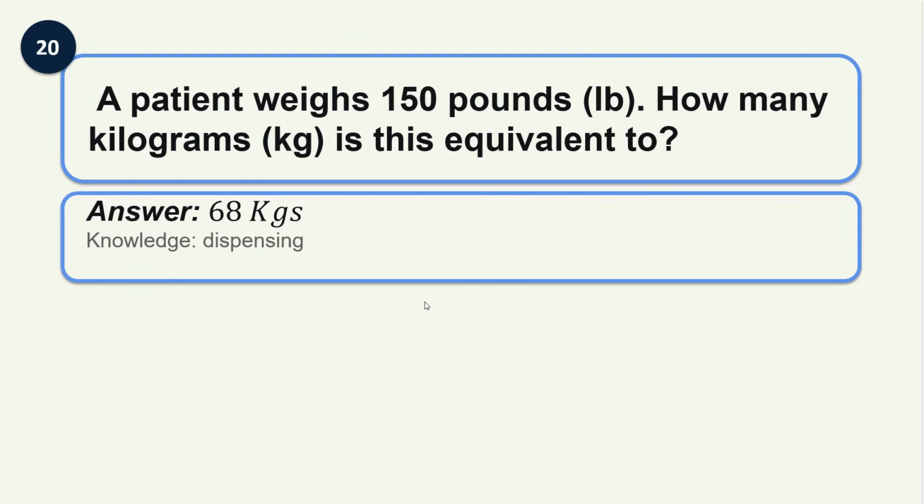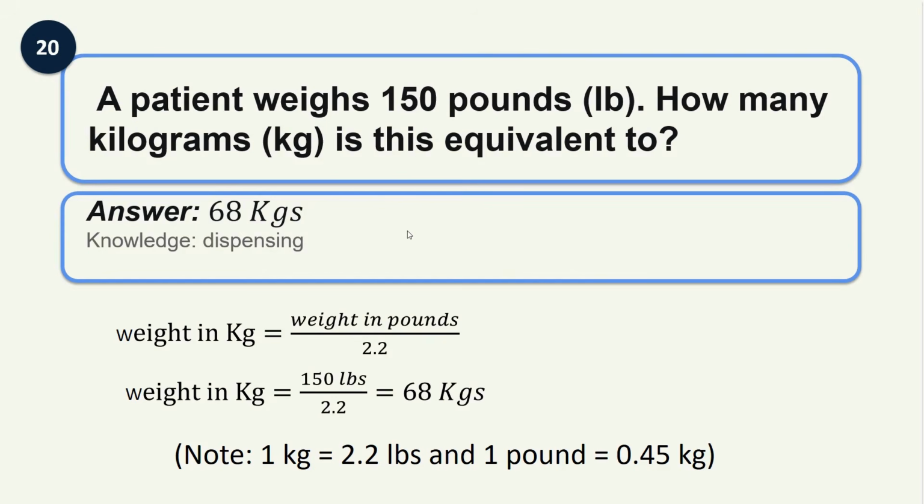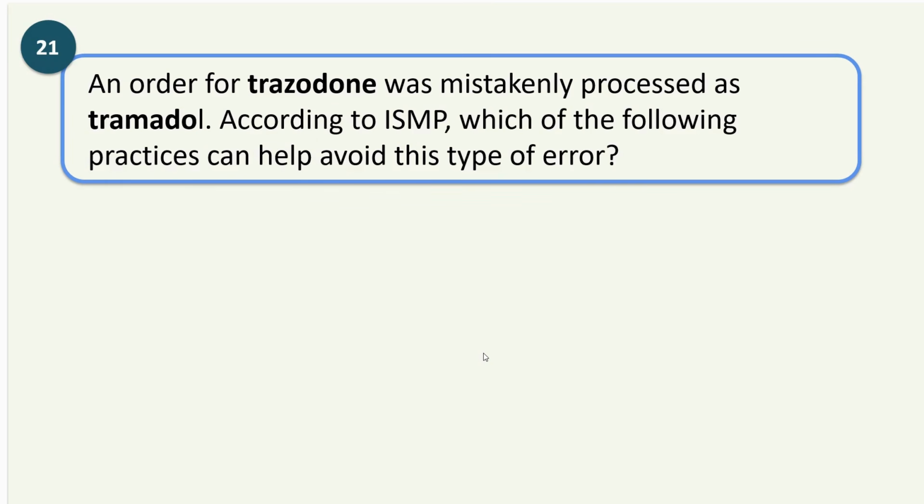A patient weighs 150 pounds, so how many kilograms? The first step is to divide by 2.2. 2.2 is a conversion factor to convert from pounds to kilograms. So weight in pounds here is 150 pounds. Therefore, plug in the 150 pounds and divide by 2.2. That gives you 68 kilograms. So here is a note: 1 kilogram equals 2.2 pounds, or 1 pound equals 0.45 kilogram. That's a conversion factor that needs to be memorized in order to solve these math questions.